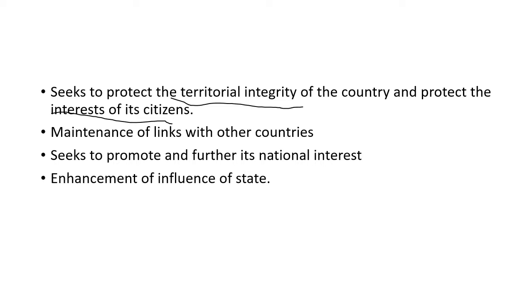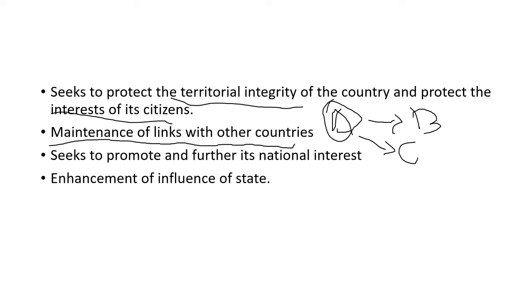The next objective of foreign policy is to maintain links with other countries. Maintenance of links with other countries is also a prime objective. While designing foreign policy, a state considers its links with other countries. For example, state A has good relations with state B. Then, while making relations with state C, state A will consider its relations with state B as well. They will see that their relations with state C must not disturb their relations with state B, because state B is already state A's friend.